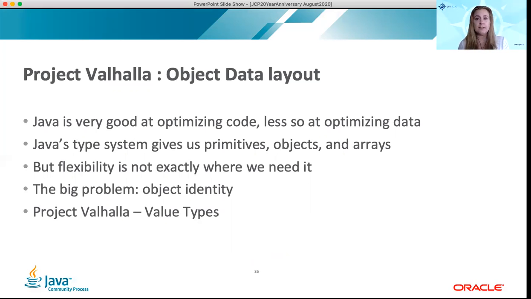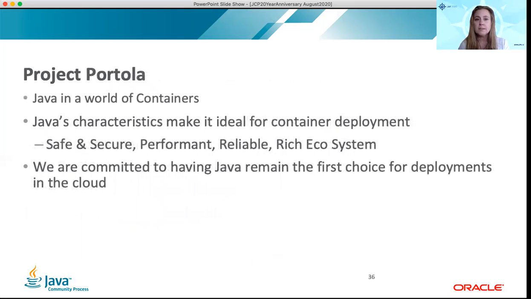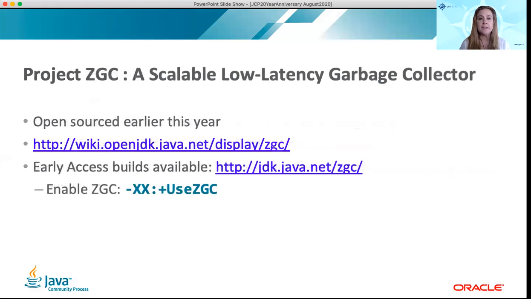So Project Valhalla is one of the main projects that's being worked on and exciting for developers. And Project Valhalla is looking at value types for the Java platform. Also, Project Portola. So as I mentioned earlier in the talk, the Java platform, we're looking specifically at making Java the first choice for deployments in the cloud. So Project Portola is looking at Java in a world of containers.